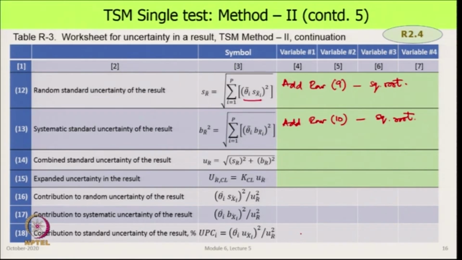And then we make the combined standard uncertainty of the result, which is U R bar in terms of S R bar and B R bar square. So, here we have one number. In this row also we have one number, that is why these are colored separately. We square them up, add them and take the square root, we get this answer. Sorry, here this 2 is not here.